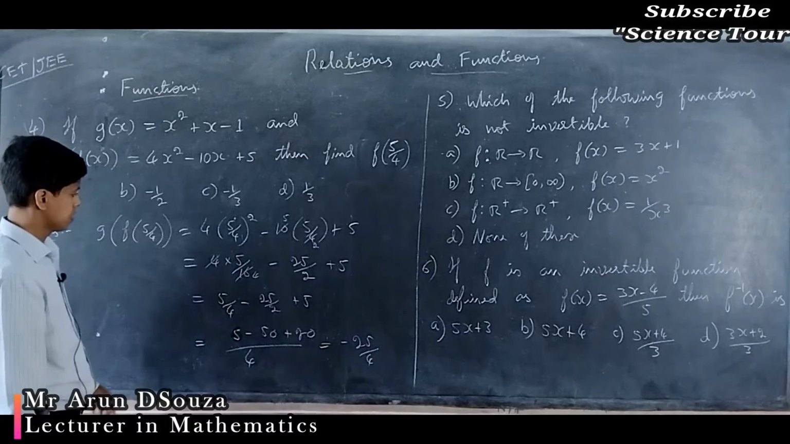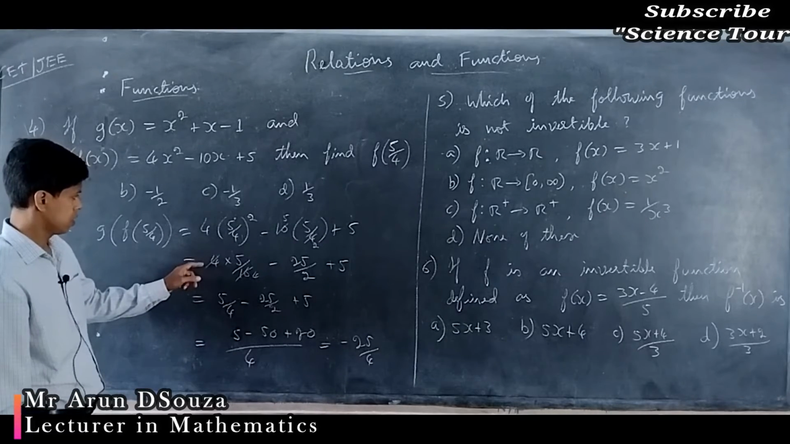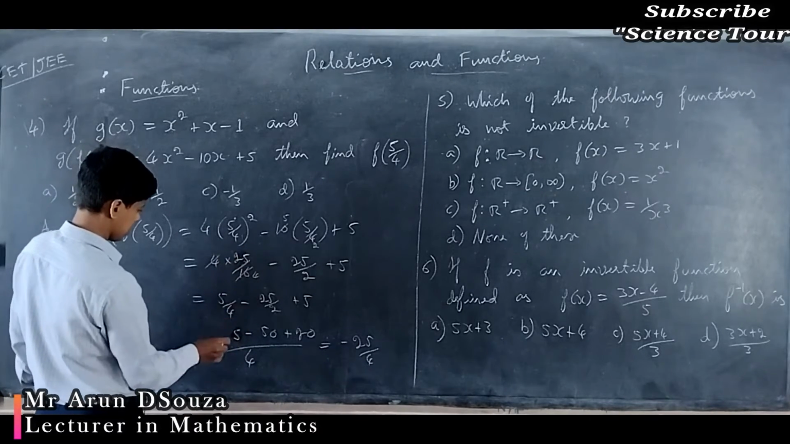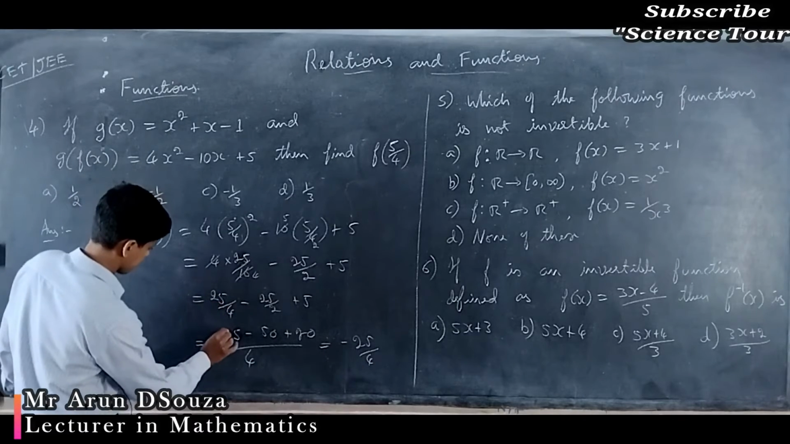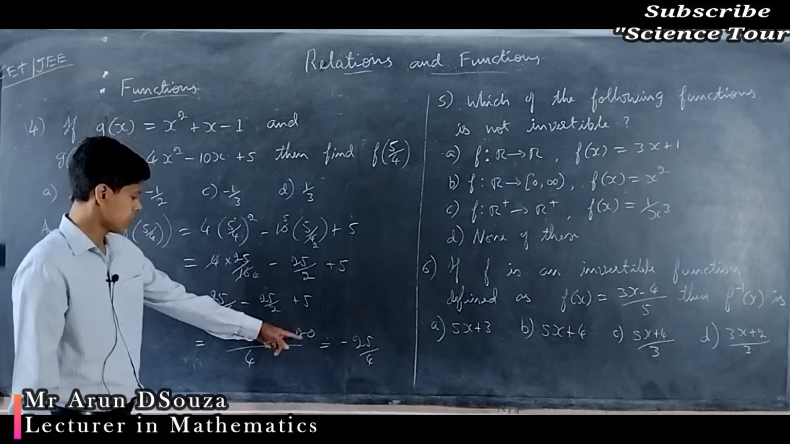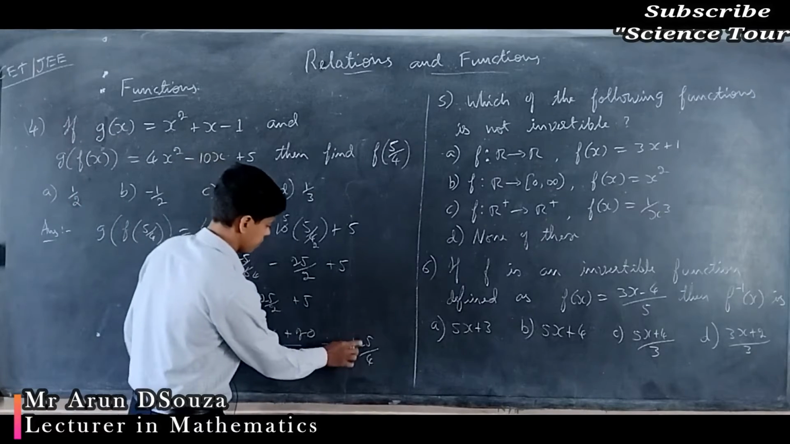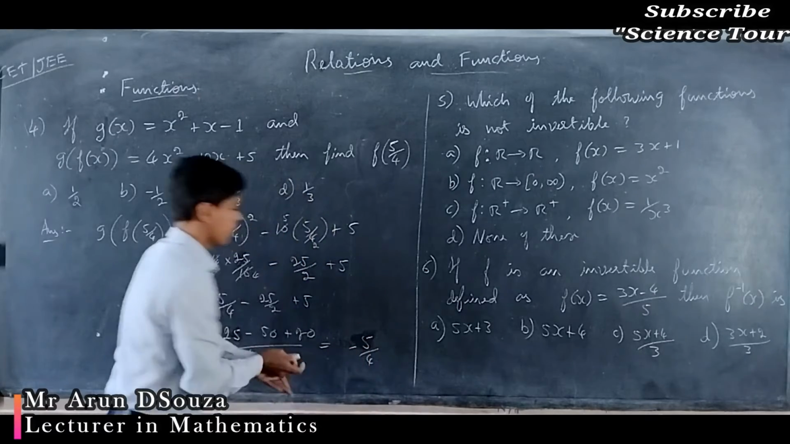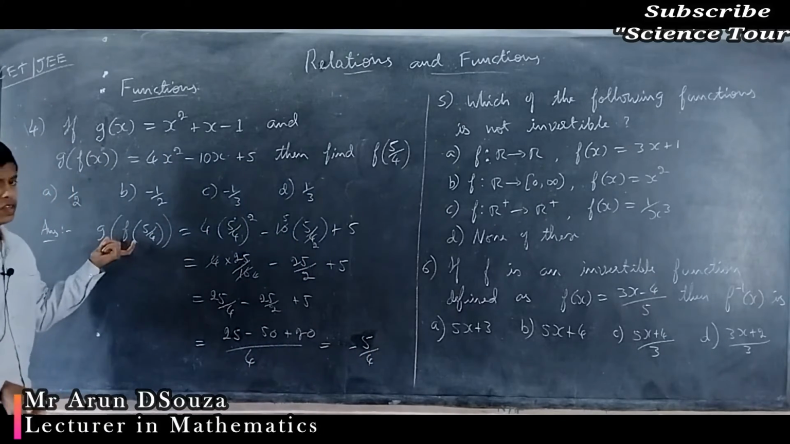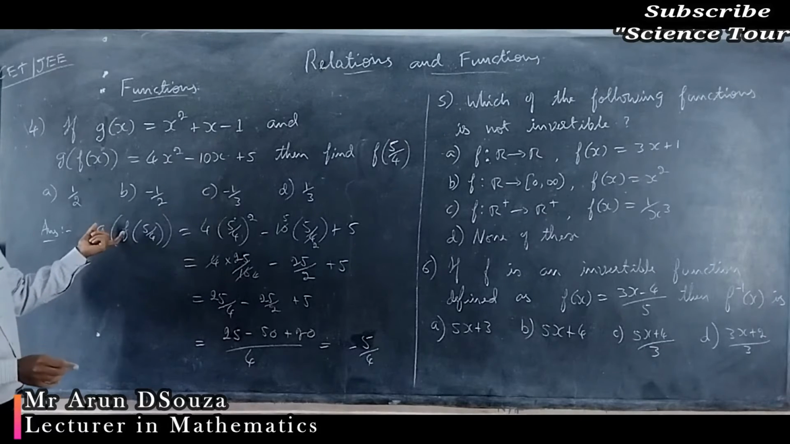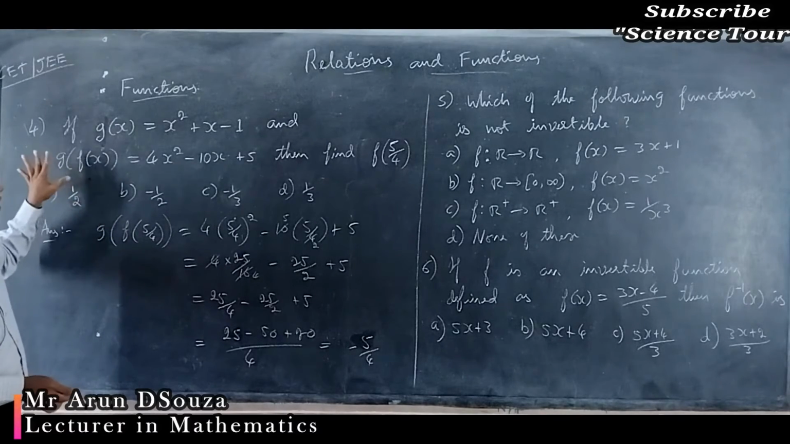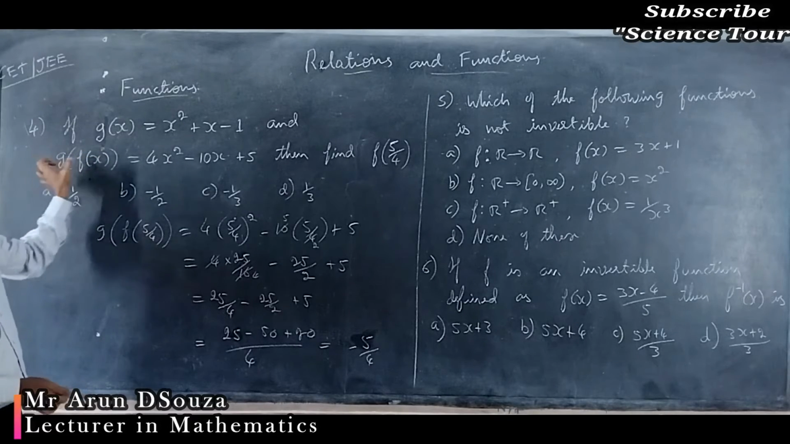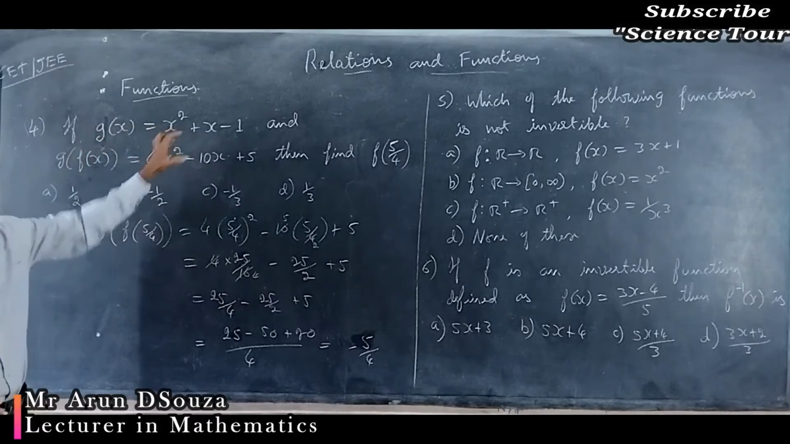Let's check again. See, 5 square, I'm sorry, that's the mistake. That's where we went wrong. See, this is 25 by 4, alright. So that is 45 minus 50, that is minus 5 by 4. Well, so see, what did we get? We got this value.